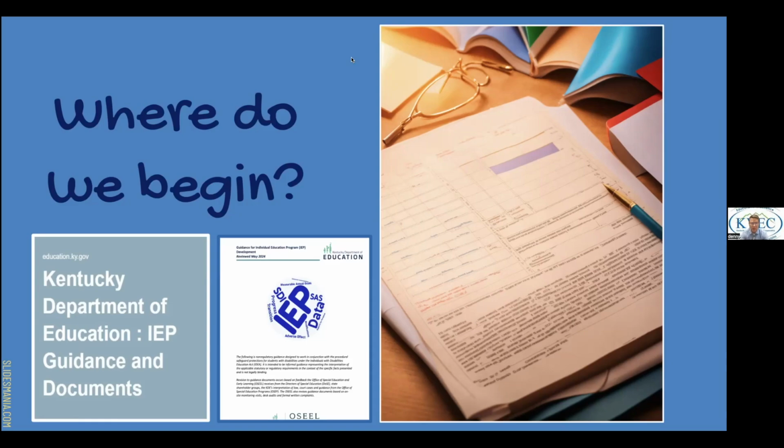The Kentucky Department of Education, in conjunction with OSEEL, the Office of Special Education and Early Learning, provides the guidance document around the IEP. It's very accessible, about 100 pages in length, give or take a page or two, and it is the definitive guidance we have in the state of Kentucky on how to write present levels, how to write goals, which we're going to talk about today, and how to handle special factors, supplementary aids and services, and specially designed instruction. Don't hesitate to get a copy and keep it at your fingertips as you're writing your IEPs. It's a well-done document with great examples, and we're going to share some of that today.